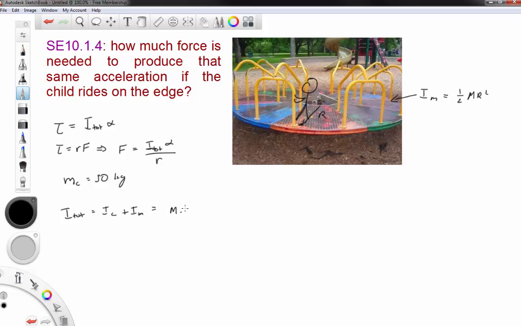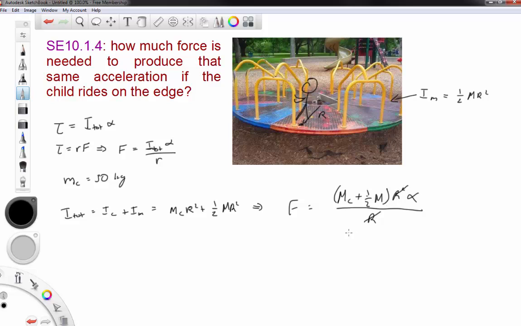So that is going to be the mass of the child times the radius squared plus 1/2 times the mass of the merry-go-round times the radius squared. If you wanted to stick all this into the forces equation, you'd have force equals the mass of the child plus 1/2 of the mass of the merry-go-round, times this radius squared, times alpha divided by the radius.